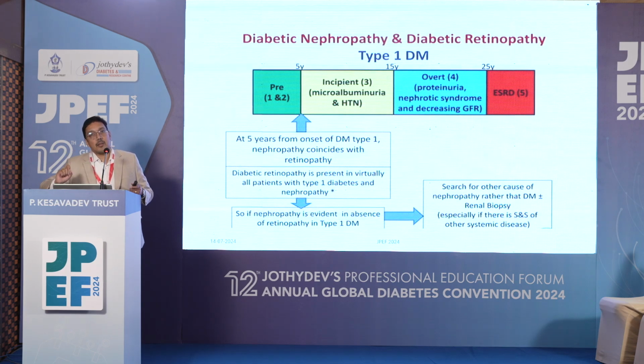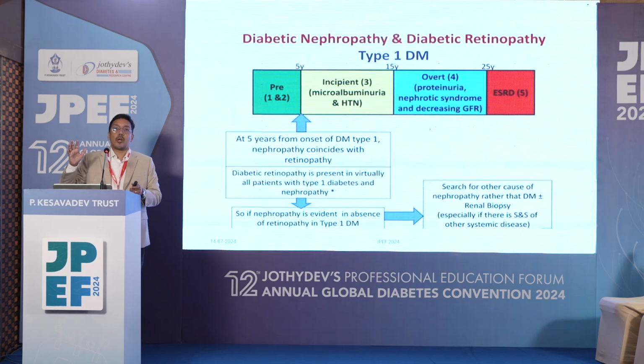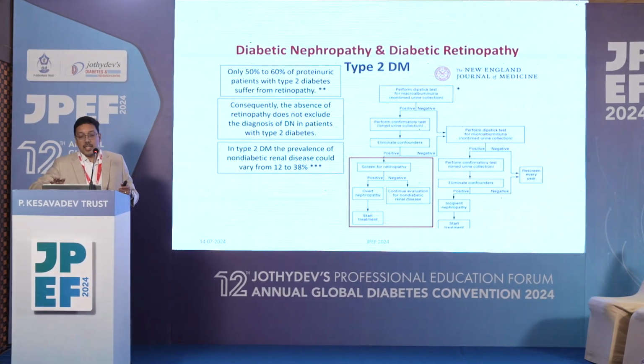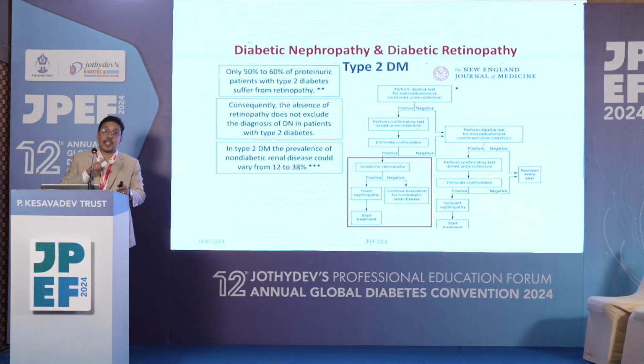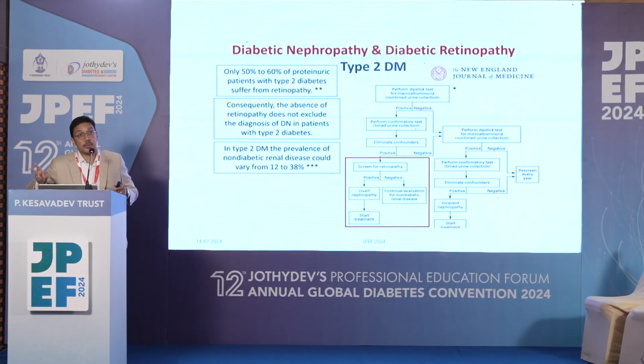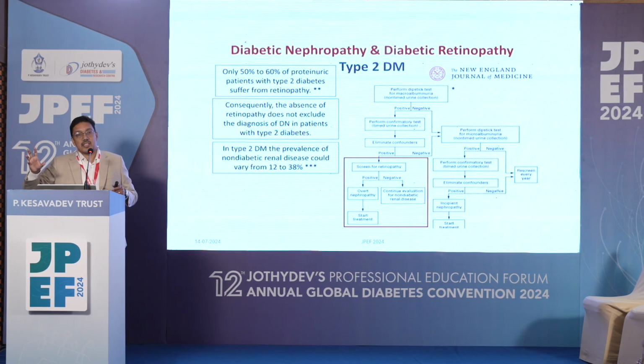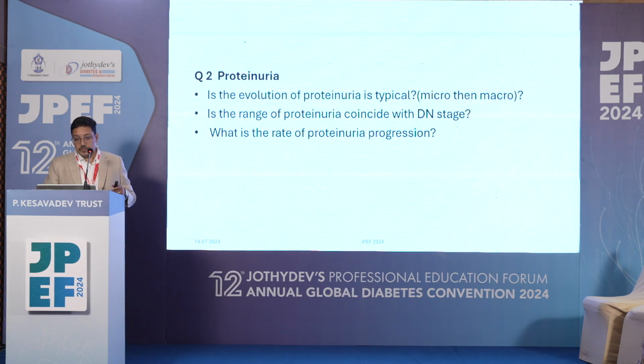Because if you find some non-diabetic kidney disease in a patient with diabetes, the prognosis, the treatment plan, everything is different, and the prognosis is better with a diagnosis of diabetic nephropathy in type 2. So you should note the difference between type 1 and type 2, the relation between the retinopathy versus nephropathy.